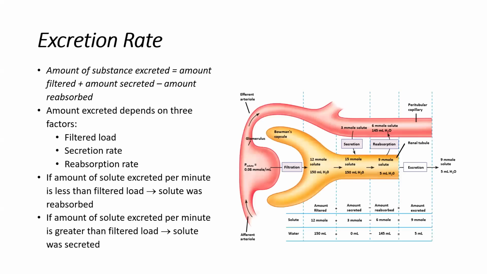Okay, now we're going to move on to talk about a few terms here. We're going to talk about excretion rate, which is the rate at which products or substances are excreted from the body. We're going to talk about clearance. And then finally, we're going to talk about micturition, which is the process of urination.